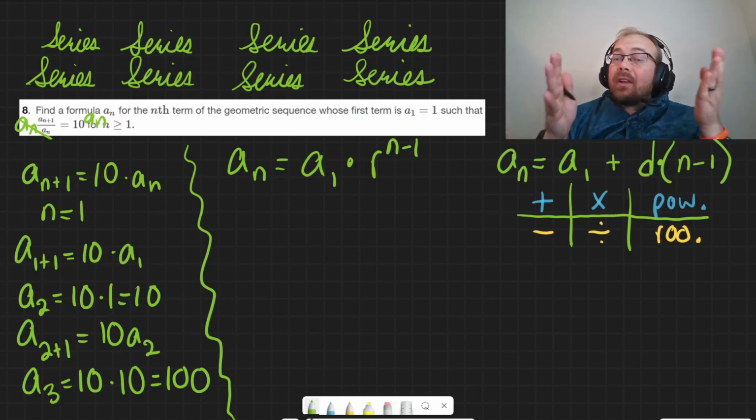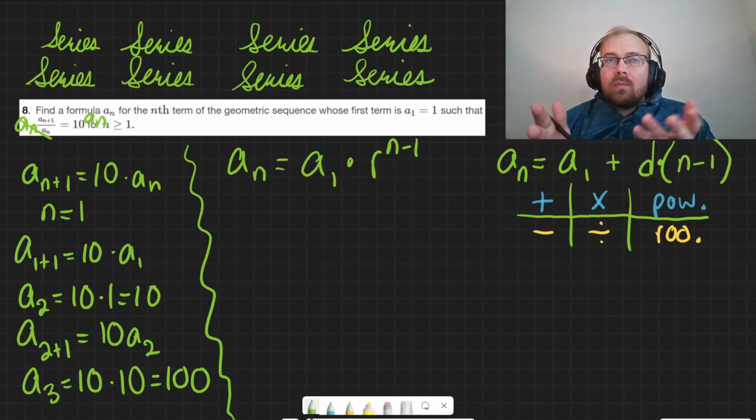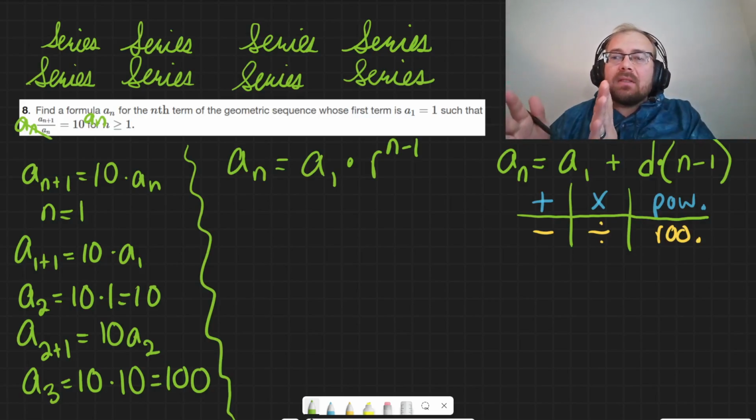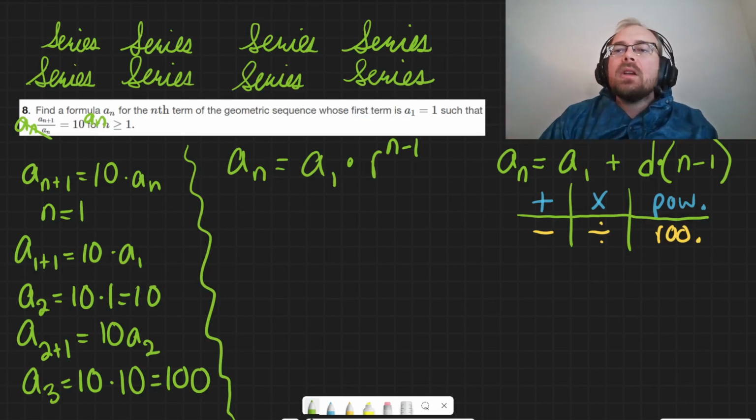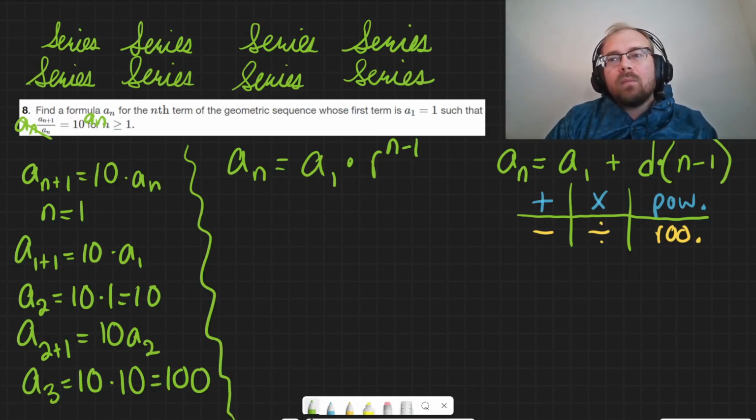So if you're doing arithmetic, you're adding. Well, if you're doing geometric, you're timesing. So it's like ramped up, right? Timesing is ramped up from plussing. So what if we ramp all of our symbols up in our formula? Almost all of them. What if plus becomes times?